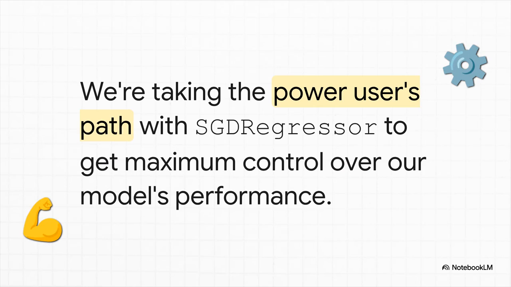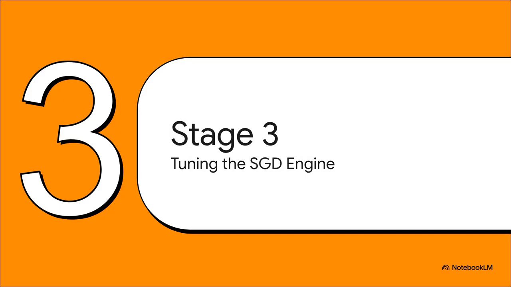So for this explainer, you know it, we're taking the power user's path. We're grabbing the keys to that SGD regressor because we want total control. We want to pop open the hood, get our hands dirty, and really tune this engine for peak performance. And that brings us right to stage 3, probably the most important part of this whole process, tuning that engine. This is where the magic happens. This is how we make our model go from okay to awesome.